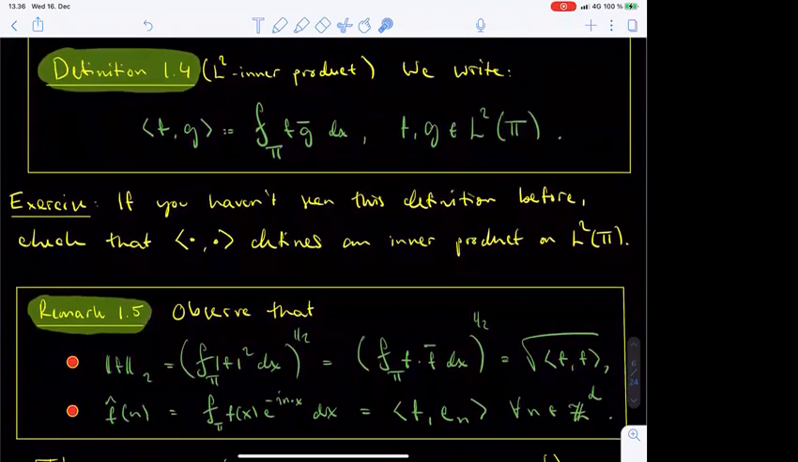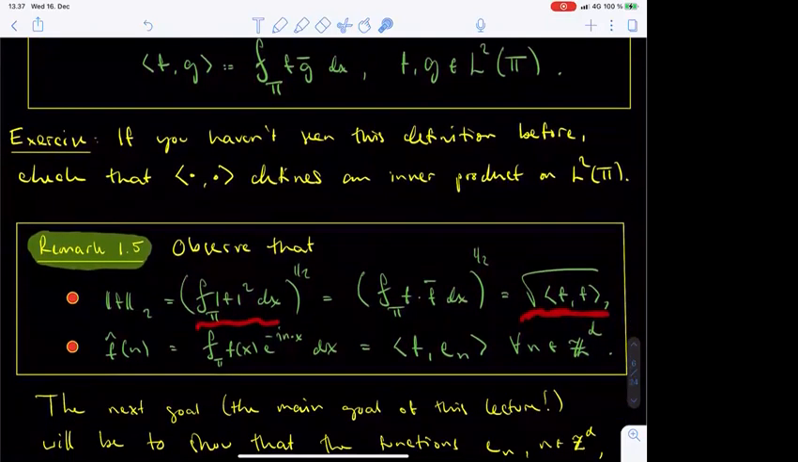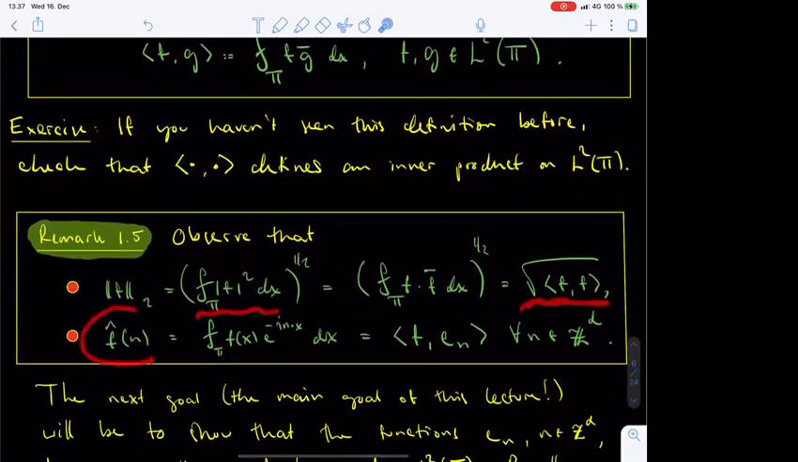Let us make two remarks on this definition. The first one is that the L2 norm of f that we defined a bit earlier is exactly the square root of the bracket of f with itself. And the second remark is that the Fourier coefficient of f with index n, which was the same as the average integral of f(x) times e to the power minus i n dot x, is actually equal to the bracket of f with the function e_n.